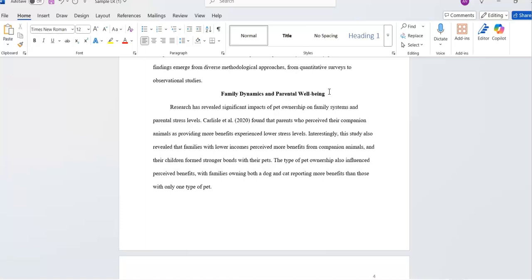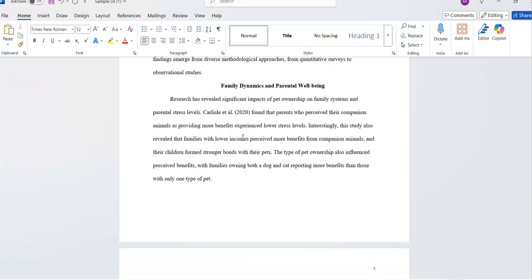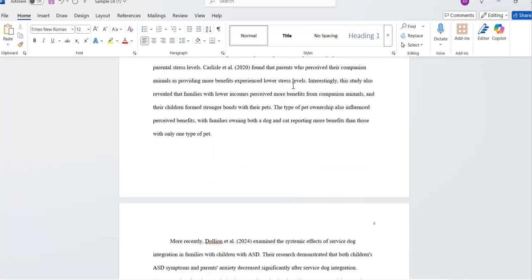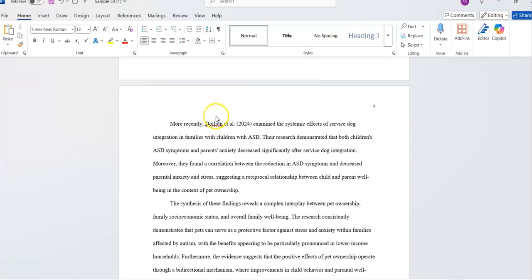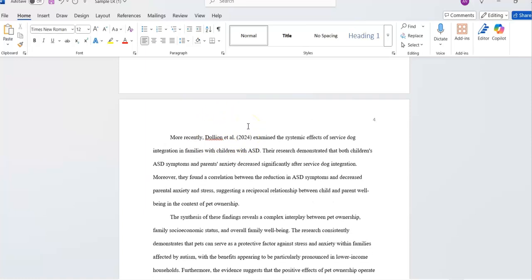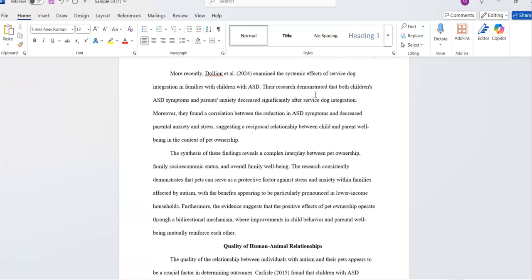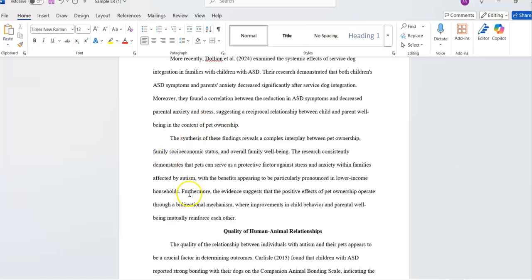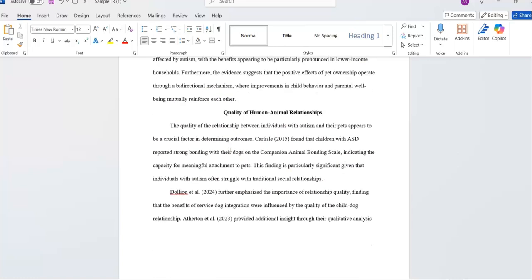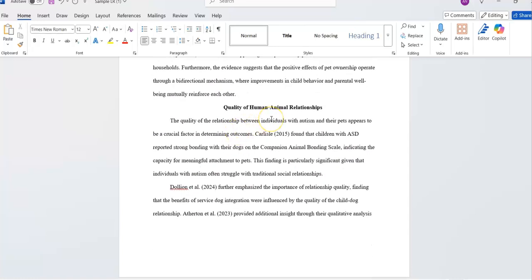Carlisle et al., 2020. Note we introduced the topic, this subtopic here, and we're going to talk about what this first study says about family dynamics and parental well-being. Then we're going to say what the second study that dealt with family dynamics and parental well-being had to say about it. Then we're going to synthesize. Then we do our third topic.